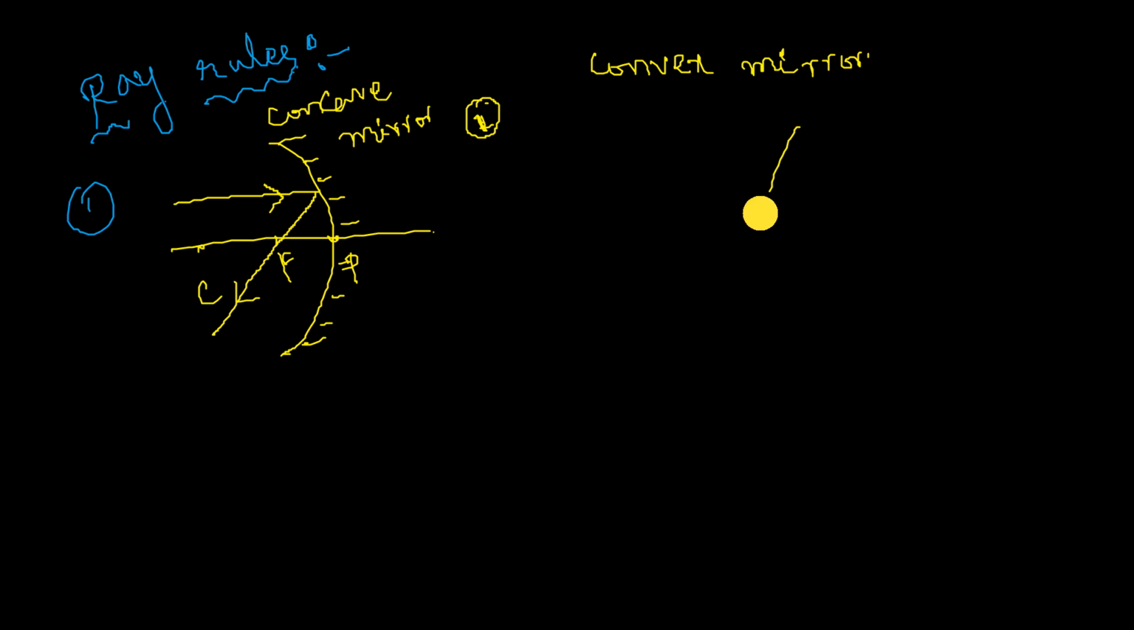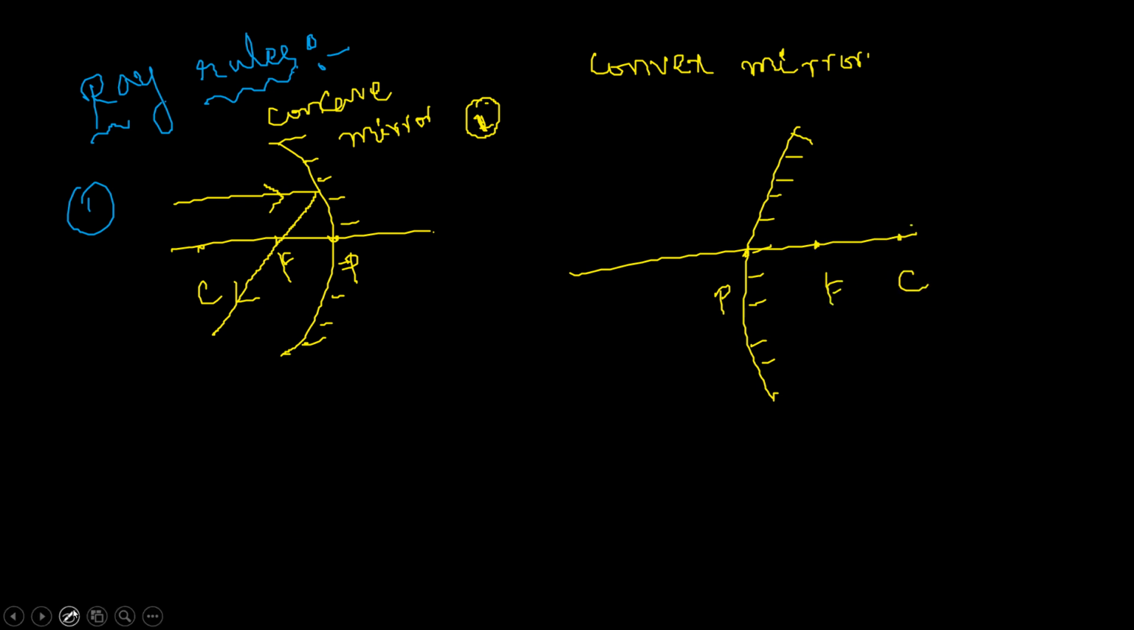If you take a convex mirror, here is the pole, focus and center of curvature. I am taking one light ray like this. After reflection it goes like this. So if you extend it, it passes through the focus.